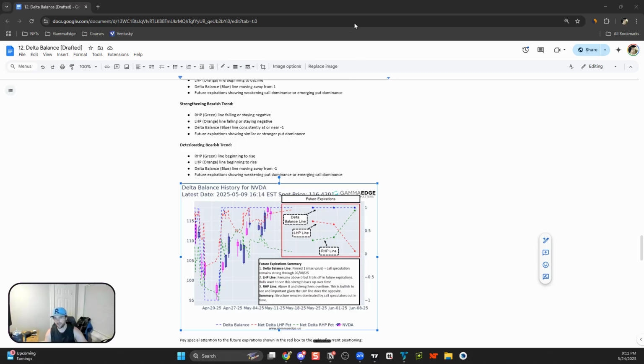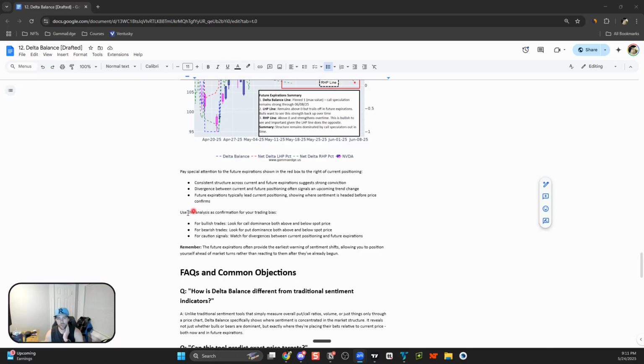out into the future. And again, this tool is really good because with any other analysis that you do, it should hopefully be a confirmation tool. If you're in the market for bullish trades, those stocks that you're looking at should have this bullish signature out in time, where you have call dominance above and below spot price, or if you're bearish, put dominance above and below spot price. And then we want to be looking for those divergences between current positioning and future expectations, which could be a bit of a warning or a caution sign.